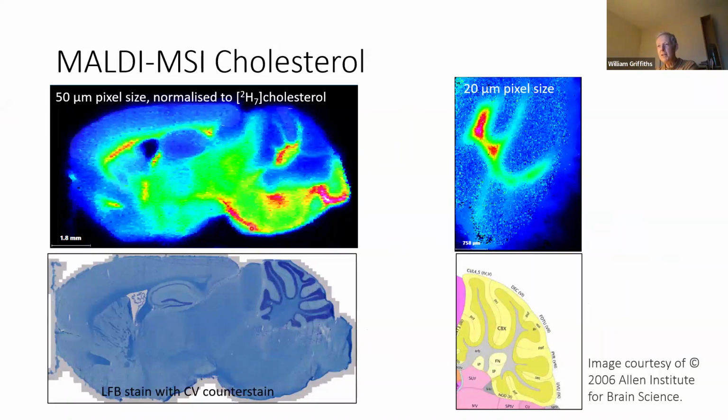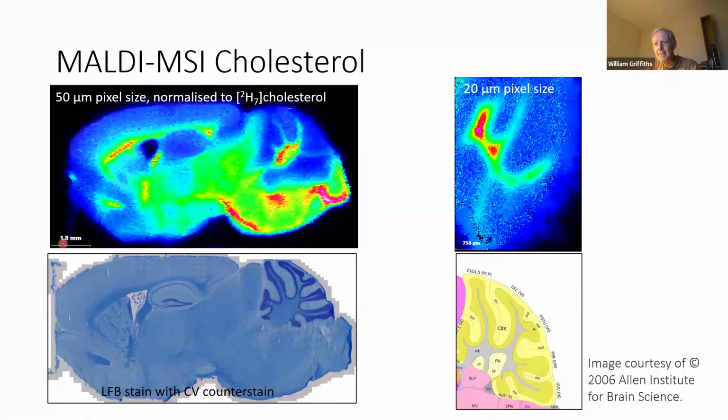So we've got high abundance in, actually, these are fiber tracts of the pons and the medulla. We have high abundance in the white matter of the cerebellum, and also in the corpus callosum. Here, this is a ventricle, so we see nothing there. This is a 50 micron pixel size.